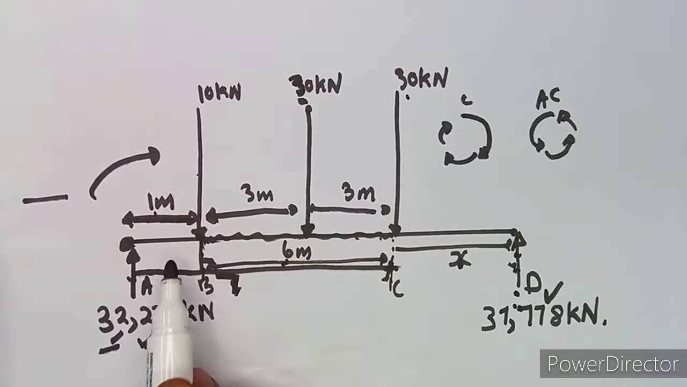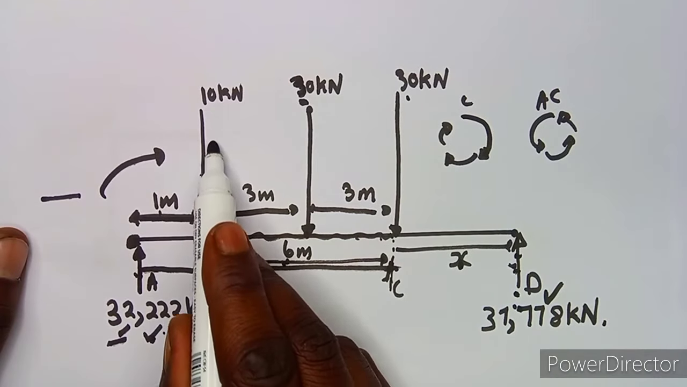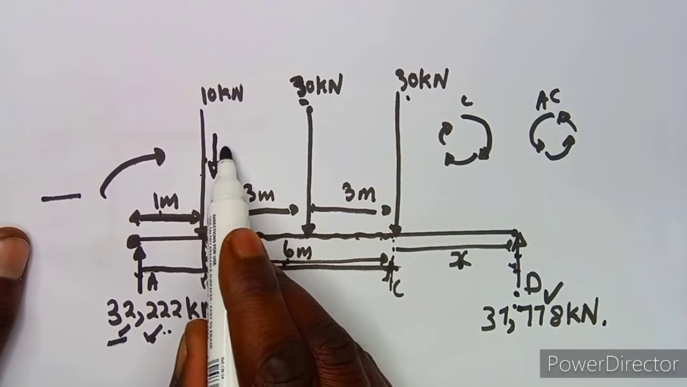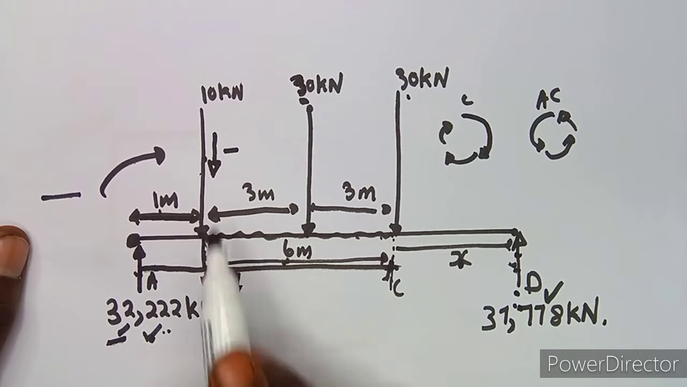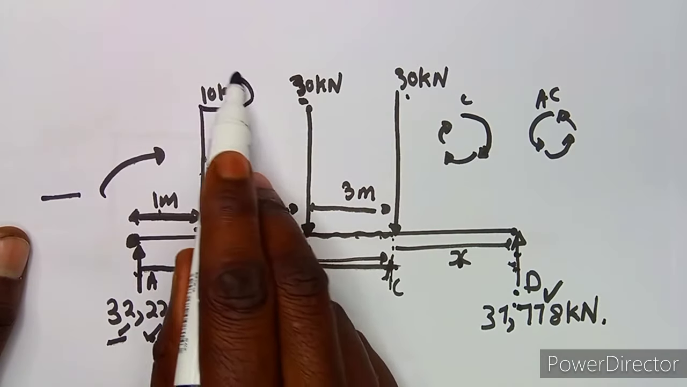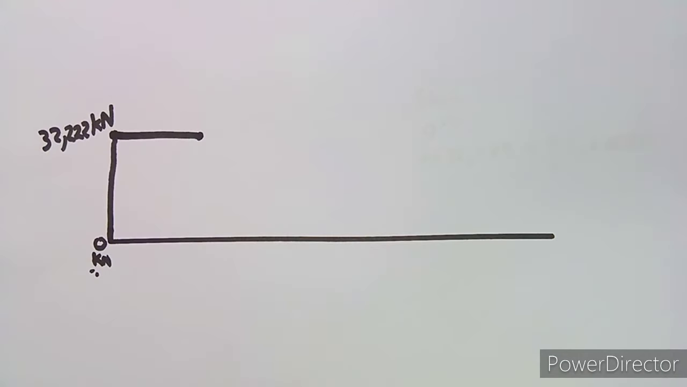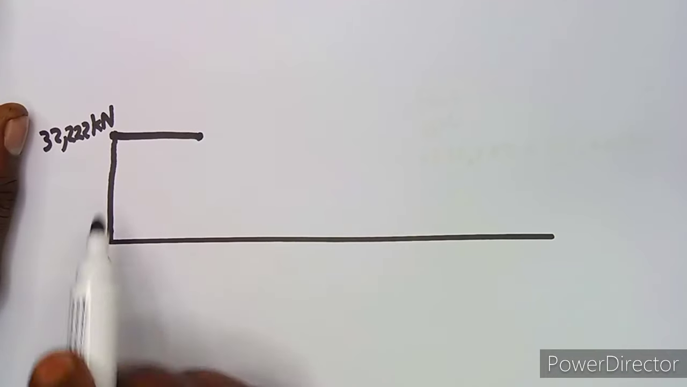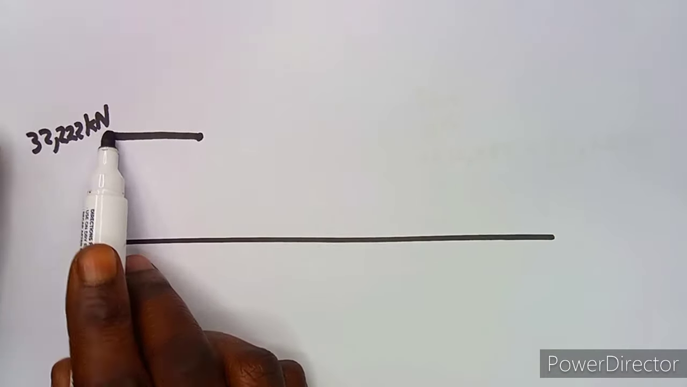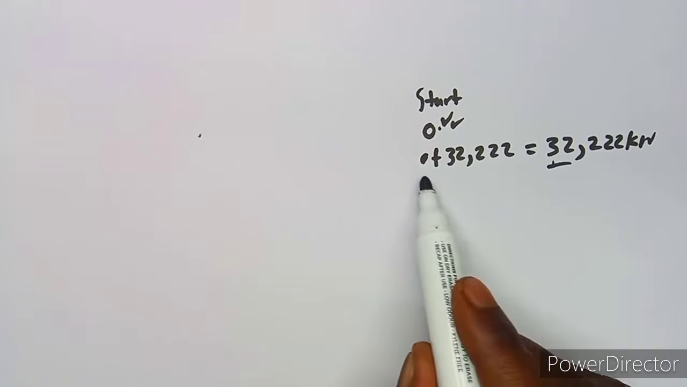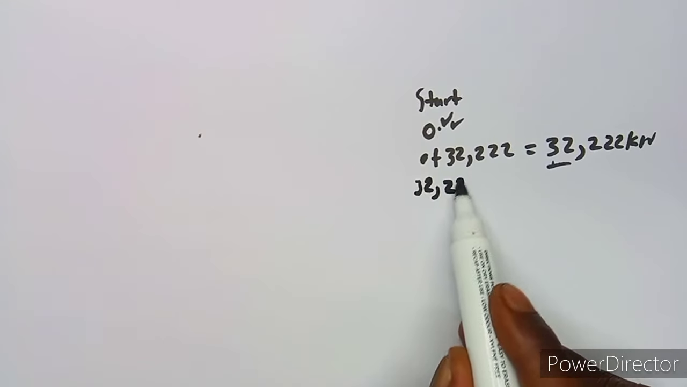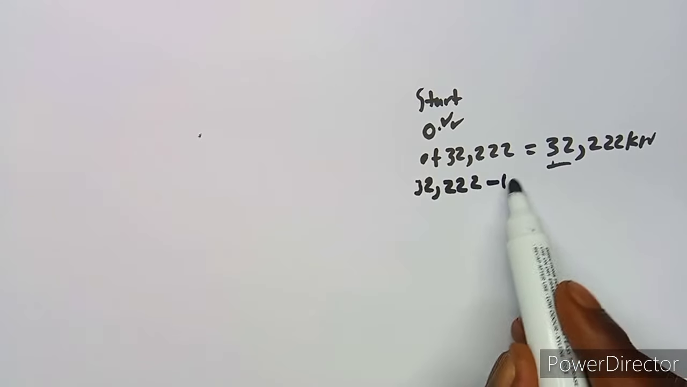Then what happened? There's a point load, and the point load is always negative because it's pointing downwards. So it's going to subtract. You're going to subtract 10 because it's going downwards. Where are we subtracting 10? We are going to subtract 10 from where we are now, at 32,22. So you do not mistake, this is what you just do, minus 10 like this.